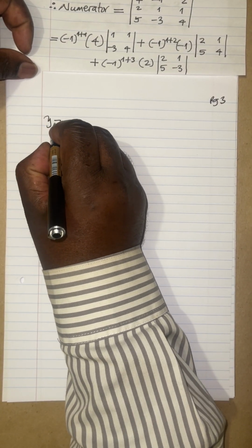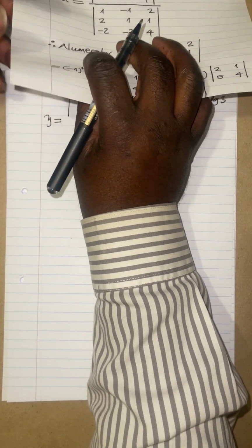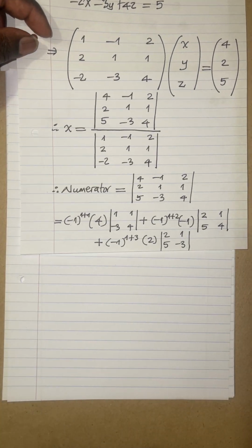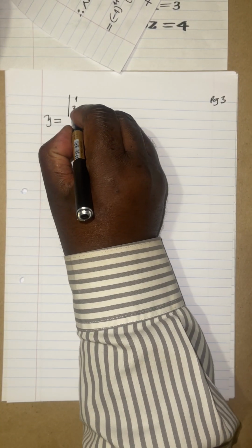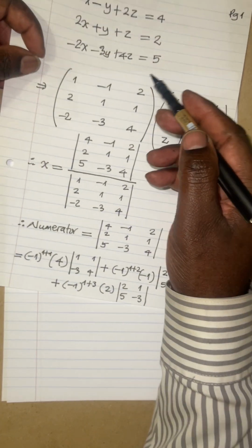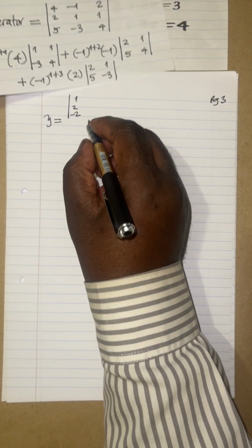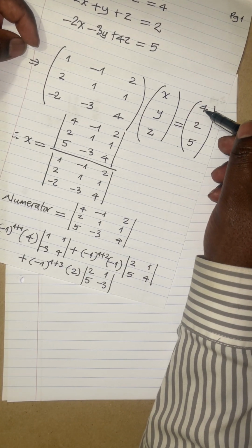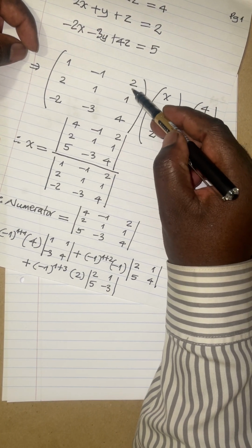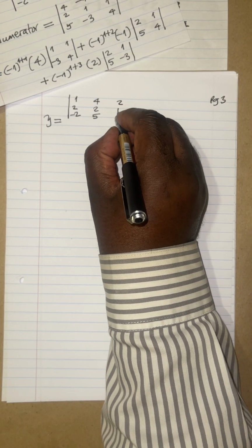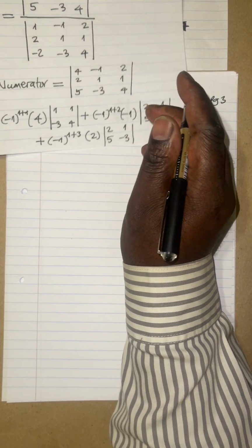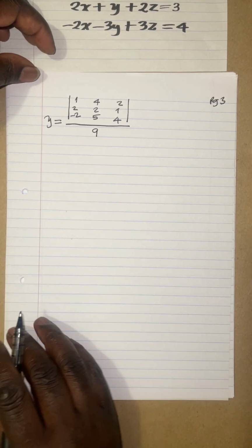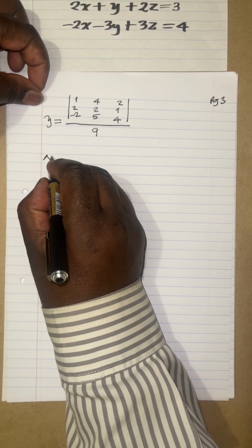We're saying y is equal to the determinant of, remember what I said? These will remain as they are: 1, 2, minus 2. But the coefficients of y will be replaced by 4, 2, and 5. And then the last numbers will remain unchanged: 2, 1, 4 must remain the same. And then we're dividing this by the determinant of the coefficient matrix, which we obtained as 9. Let's look at the numerator now.